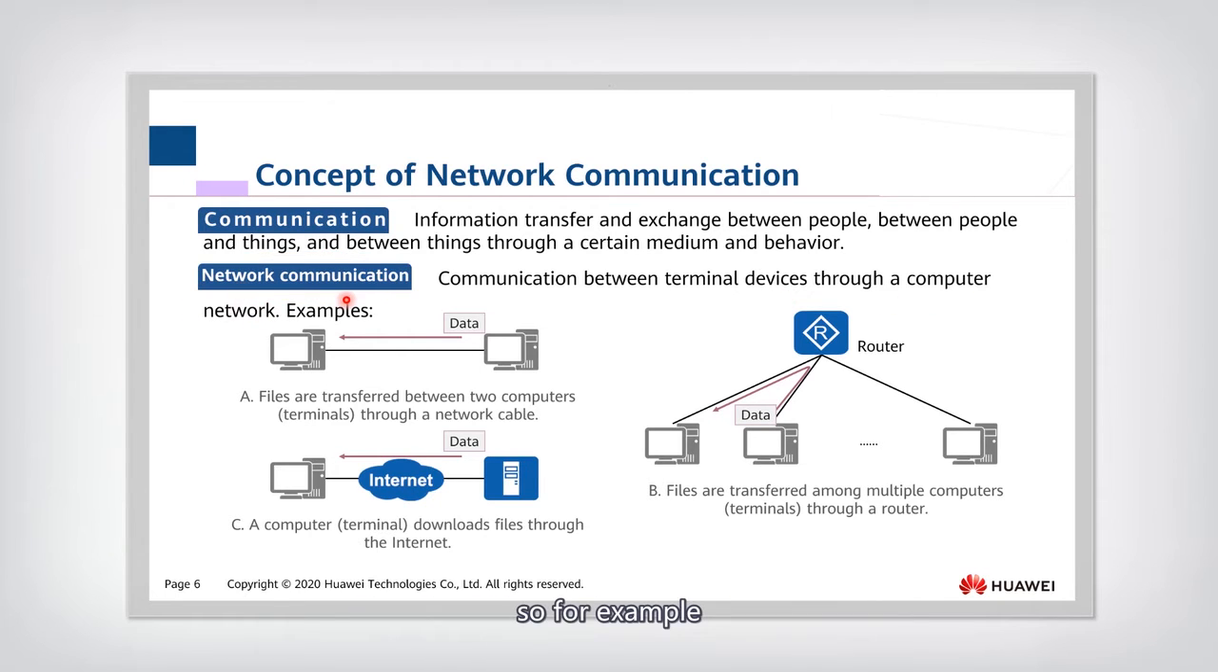For example, if one computer needs to download some data from another computer which is directly connected with it, that is a kind of communication. Or the file transfer between two networks which are not directly connected, but are connected using a router, is also communication. Or if a computer downloads some data or files from a server through the internet, that's also network communication.